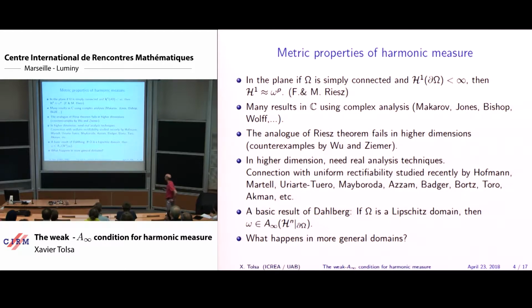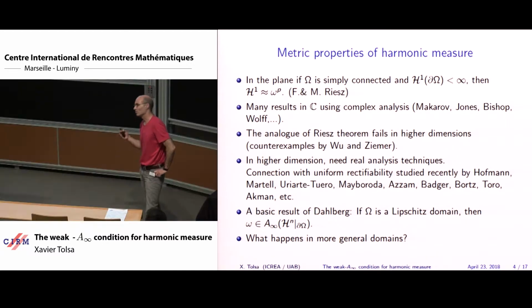Okay, so it turns out that in higher dimensions, the analog of the Riesz theorem, so considering nice domains which are simply connected, for instance, the analogous result fails, and there are counterexamples due to Wu and Zimmer, counterexamples of this absolute continuity in both directions. And in fact, of course, in higher dimensions there is no complex analysis, and so the magic of complex analysis cannot be used. Instead we need to use real analysis techniques.